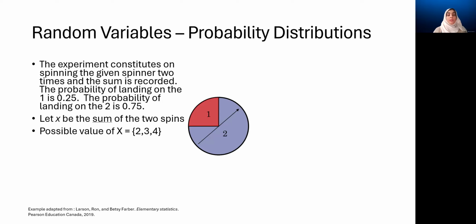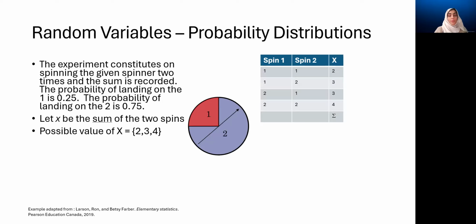So it could be that in both of the spins, we get a 1. So the sum is going to be 2. It can happen that the first spin gets a 1 and the second one gets a 2, in which case the sum would be 3. Or the first spin gets a 2 and the second one gets a 1. Again, the sum is going to be 3. Or the case when both of the spins show a 2. So in that case, we're going to get the sum as 4.